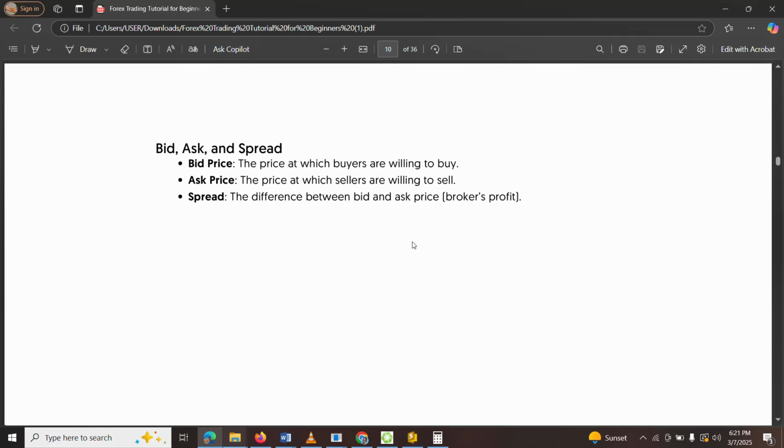So, the bid price is the price at which buyers are willing to buy. Yes, and then the price at which sellers are willing to sell, that is the ask price. The spread is the difference between the bid and the ask price. So that is where the broker's profit comes in.